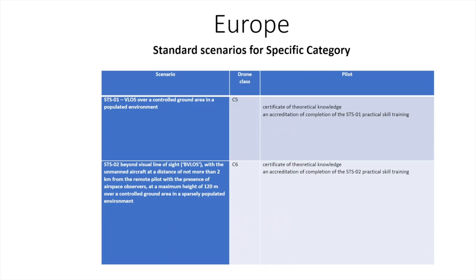Regulations introduce 2 standard scenarios for the specific category. I provide the descriptions in the following table. If your operation falls under a standard scenario and your drone has the class required by this scenario, you are allowed to send a declaration to the National Aviation Authority. After receiving confirmation, you don't need to get authorization to operate the drone.